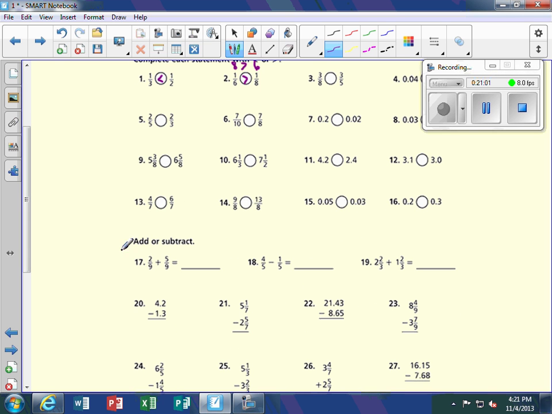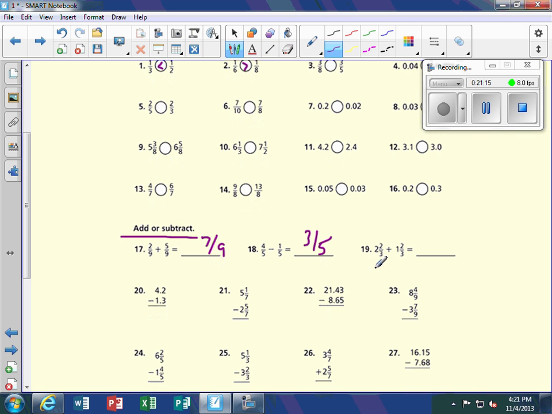When they have like denominators, you just add the numerators. 2 plus 5 is 7 over 9. And same thing with subtraction. If they have like denominators, 4 minus 1 is 3 over 5. And then the same thing with mixed numbers.